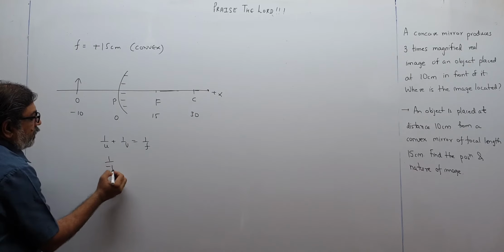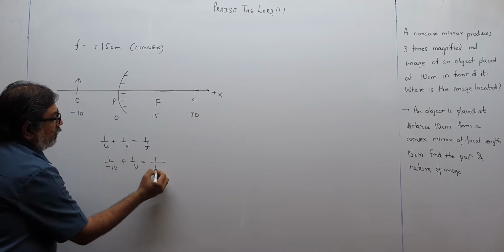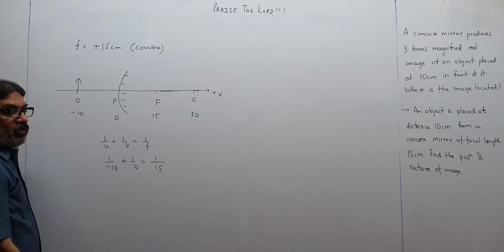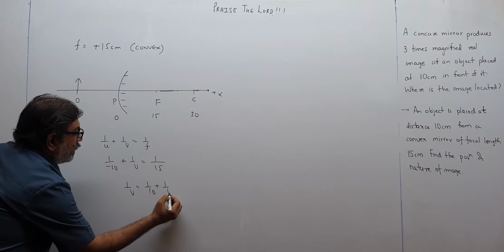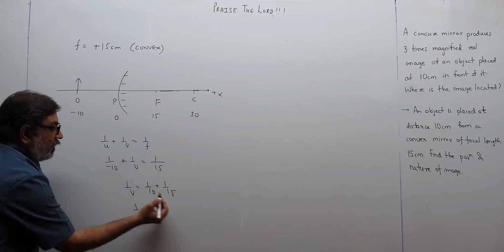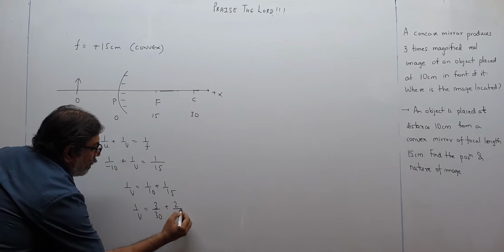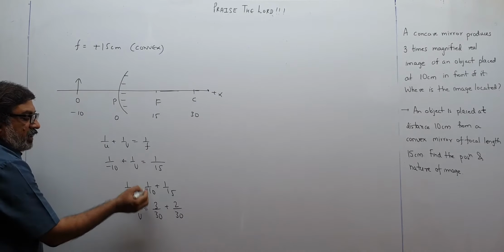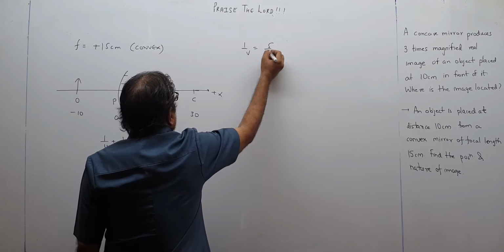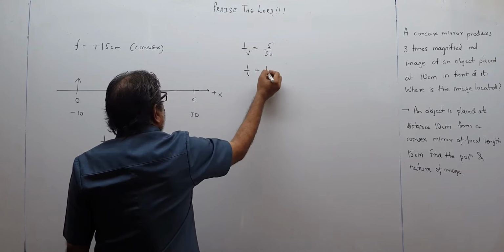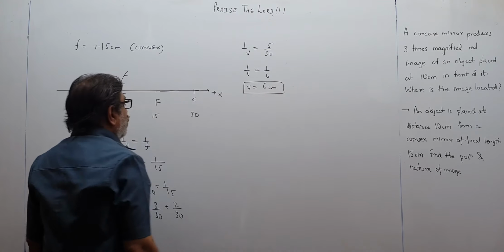Formula we know. So 1 upon minus 10 plus 1 upon v is equal to 1 upon plus 15. Focal length, convex mirror. So 1 upon v becomes 1 upon 10 plus 1 upon 15. 15 and 10 LCM 30. So I write 3 upon 30 plus 2 upon 30, multiplying by 3 and 2 over here. So 1 upon v becomes 5 upon 30. So 1 upon 6. So v is equal to 6 centimeter. v is coming out to be plus 6.